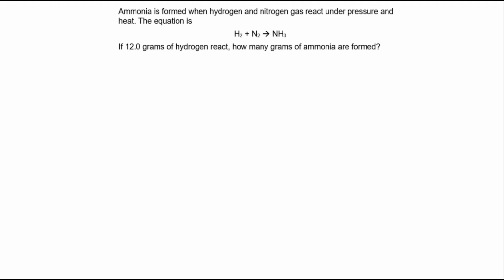Our problem says ammonia is formed when hydrogen and nitrogen gas react under pressure and heat. And they give us the chemical equation. That's great. And then it asks if 12 grams of hydrogen react, how many grams of ammonia are formed? How do I know this is a stoichiometry problem? I'm given information about hydrogen, which is a reactant, and I'm asked about ammonia, which is a product. I need to relate those two compounds by a chemical equation.